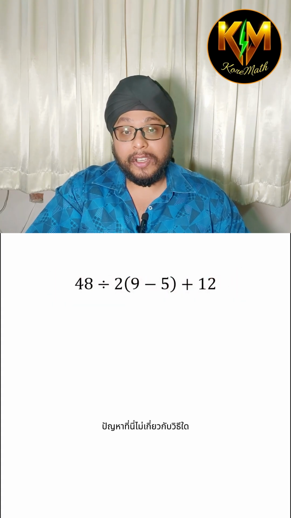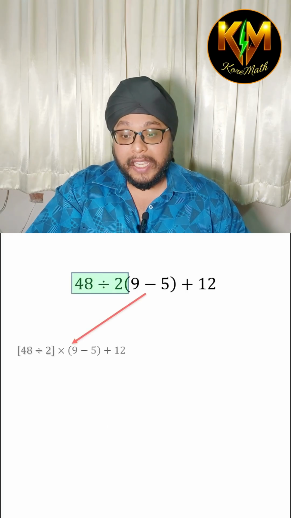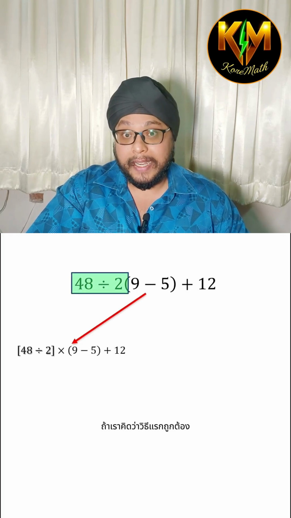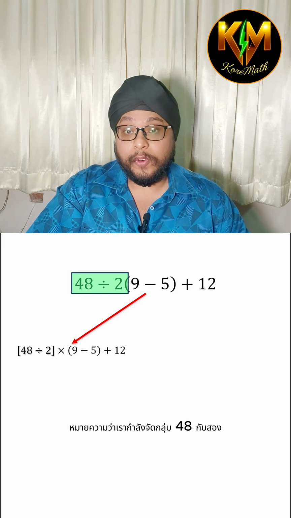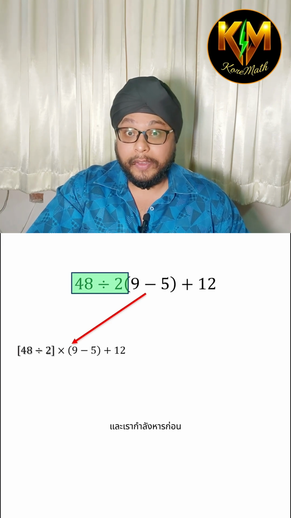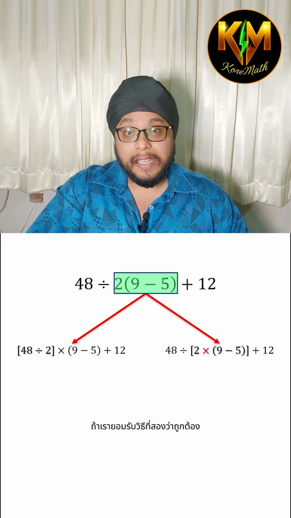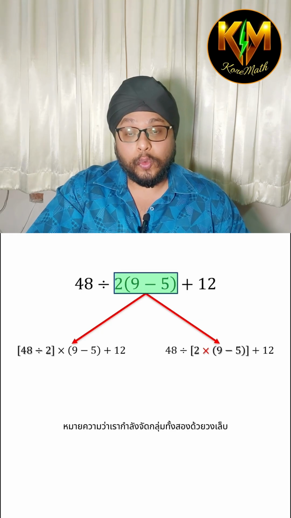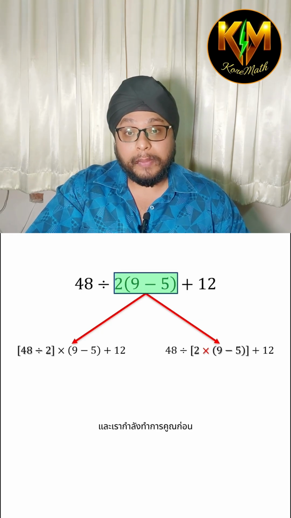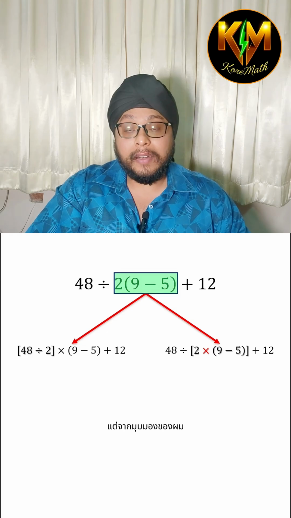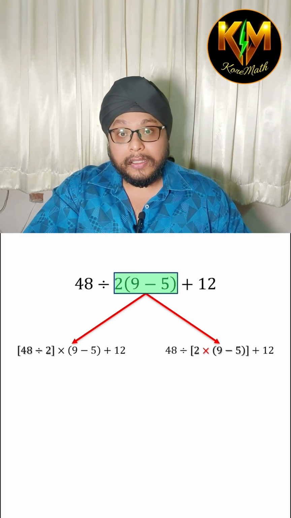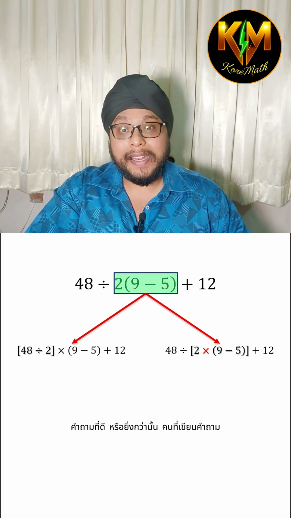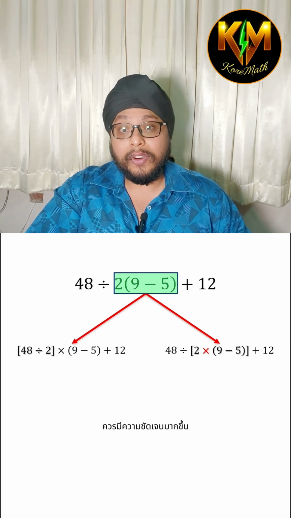The problem here is not about which way is the right way to solve, but rather this. If we were to think that the first method is correct, it means we're grouping 48 with 2, and we're doing the division first. If we accept the second method as correct, it means we're grouping the 2 with the bracket, and so we're doing the multiplication first. But from my point of view, the question, or rather the person writing the question, should have been more clear when they were writing the problem.